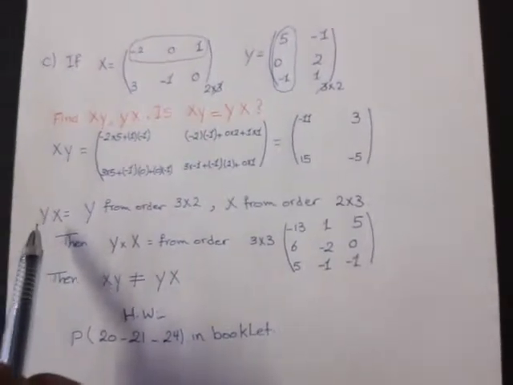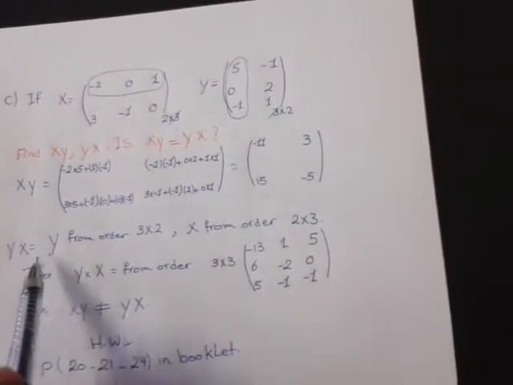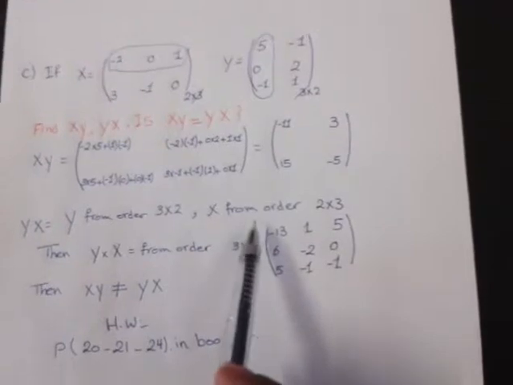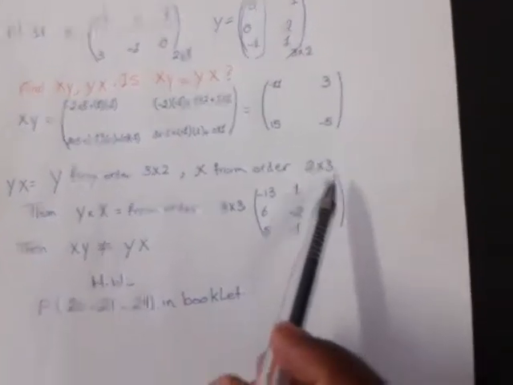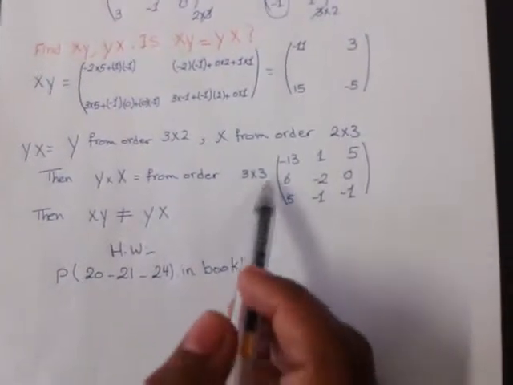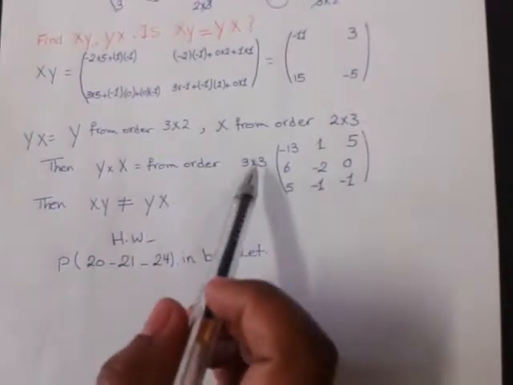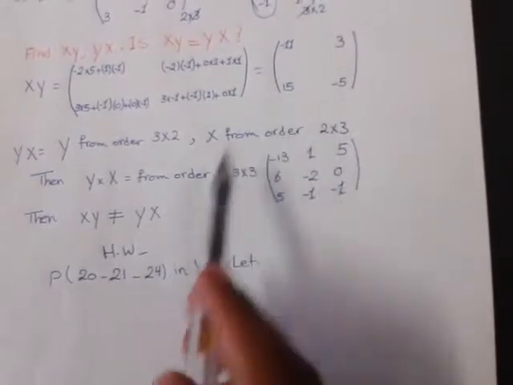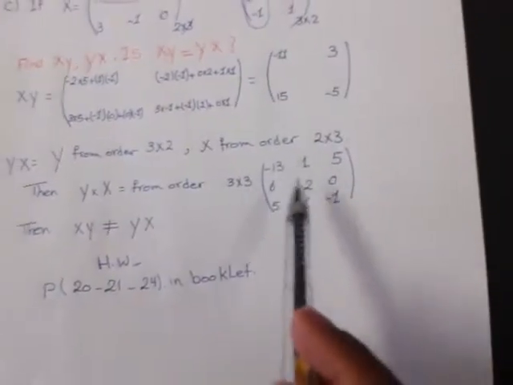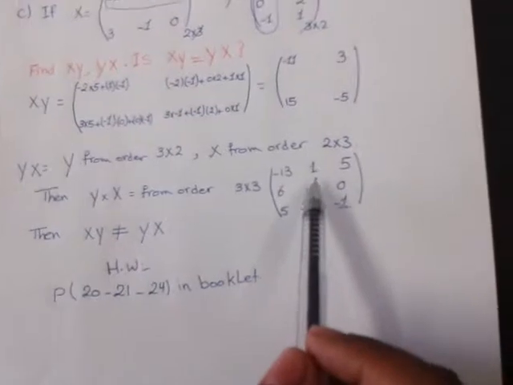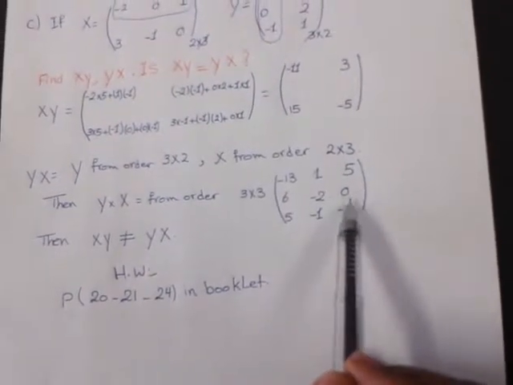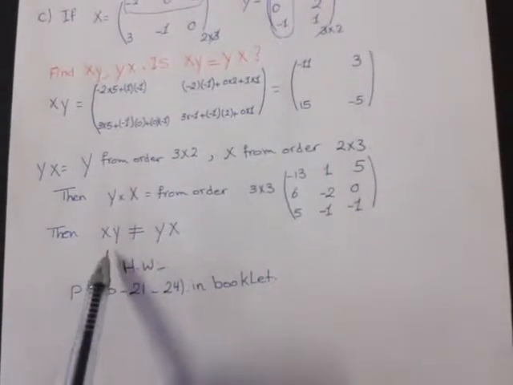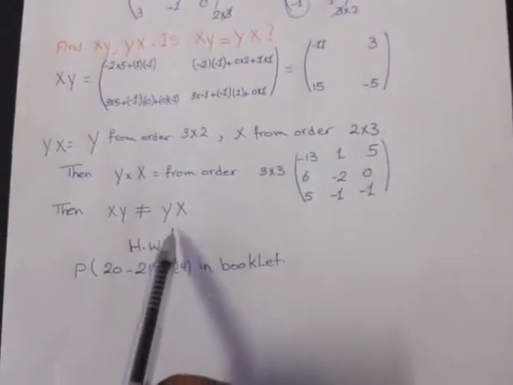Let's find Y times X. Y is from the order 3 times 2 and X from order 2 times 3, so the matrix obtained will be 3 times 3. Sure, it will not be equal to X times Y. And the answer is negative 13, 1, 5, 6, negative 2, 0, 5, negative 1, negative 1. Then X times Y does not equal Y times X.